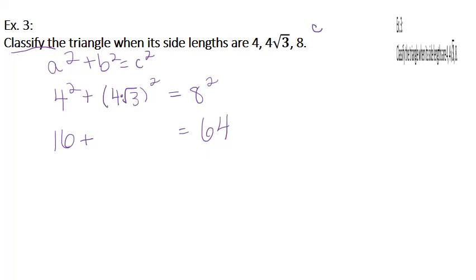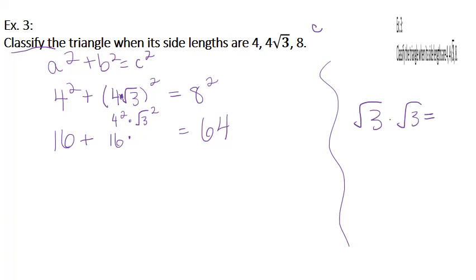Remember, this 4 times the square root of 3 is a product. It's being multiplied. And whenever we take a power to a product, each factor of the product has to be raised to that same power. So what I'm saying is we're taking 4 squared times the square root of 3 squared. So 4 squared is 16, and the square root of 3 squared is the same thing as, and this is an aside, the square root of 3 times the square root of 3. We know the square root of 3 times the square root of 3 is just 3. So I'm saying that we have 16 plus 16 times 3 all equal to 64.